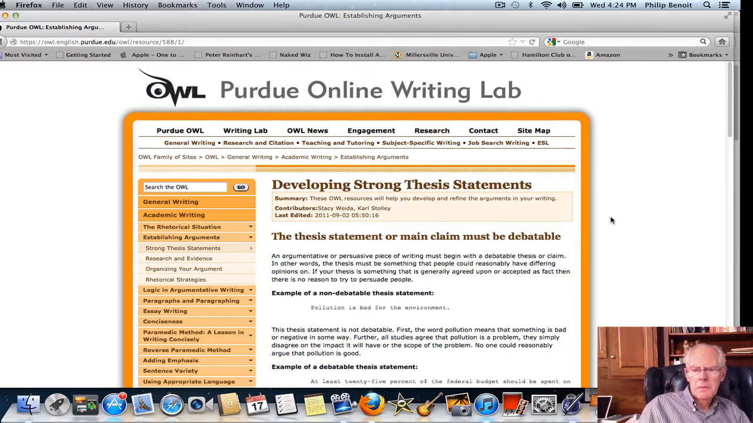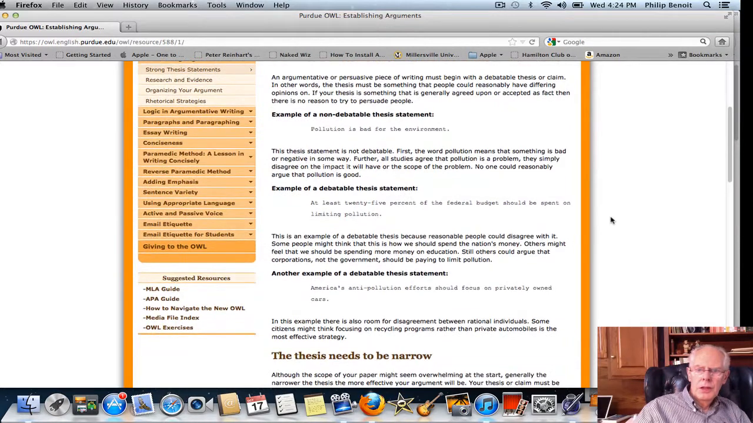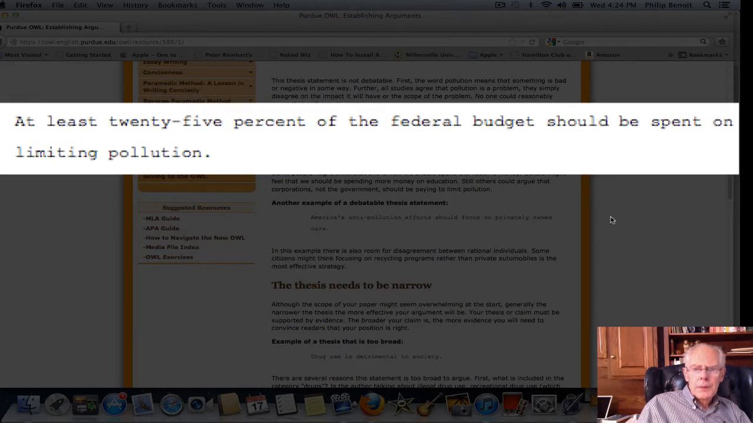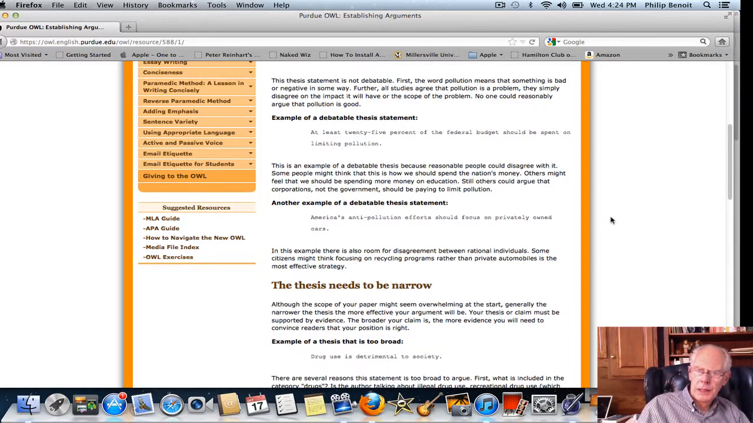It's not debatable. So let's look at an example of a debatable thesis statement. At least 25% of the federal budget should be spent on limiting pollution. Okay, now you're into a question of allocation of resources, and a lot of people will have opinions one side or the other. You could have an opinion that says 25% is nowhere near enough of the federal budget to be spent on limiting pollution. Or you could say nobody should be limiting pollution with the federal budget. We shouldn't be allocating money that way. We have too many other more urgent needs. So there's a lot of room for debate on this.